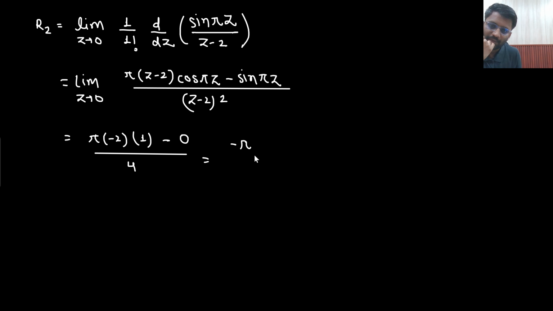So what is the answer? Minus pi by 2. So R2 is minus pi by 2. So what is your summation R? Summation R is minus pi by 2 only, minus pi by 2 plus 0. So what is summation R? Summation R is minus pi by 2. So what will be your answer?